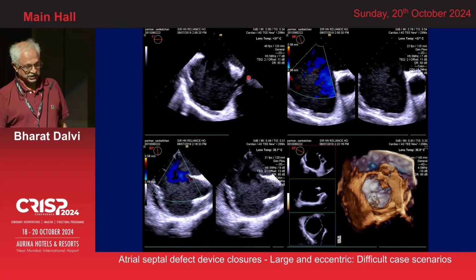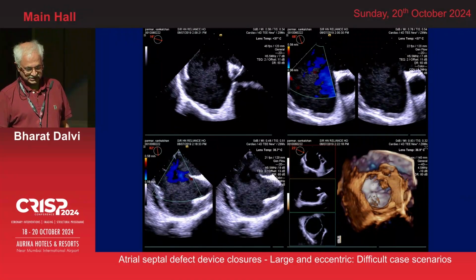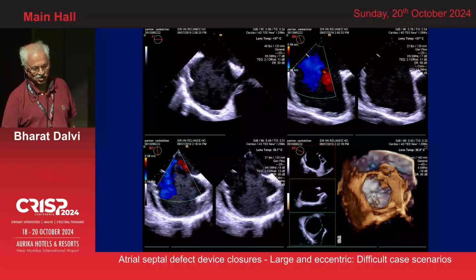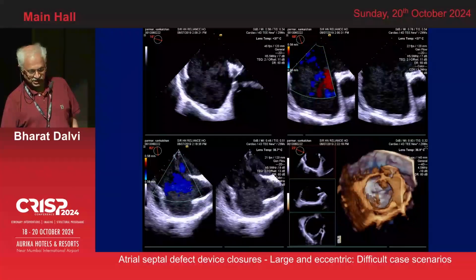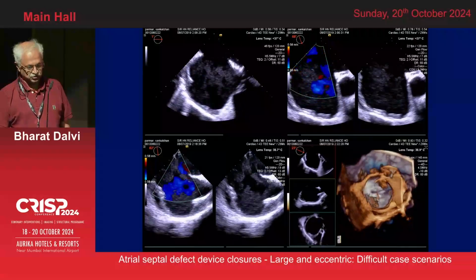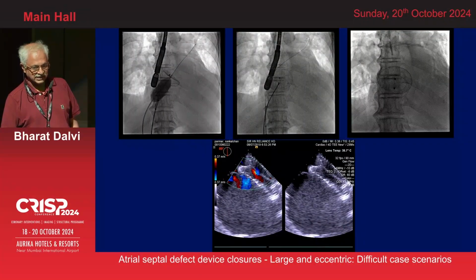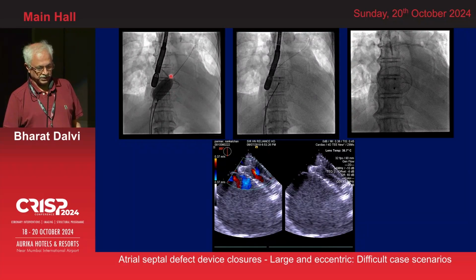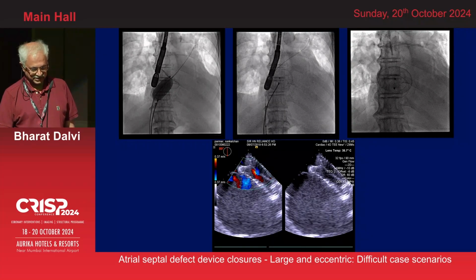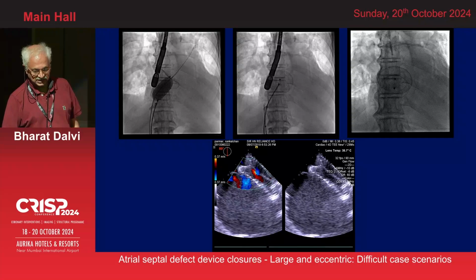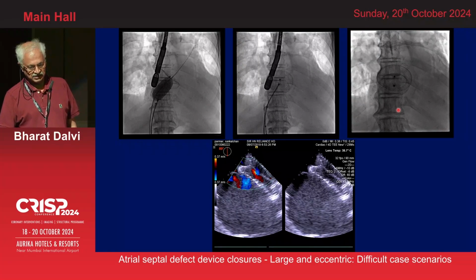So this is one of those cases where there was a huge ASD measuring around 38 or 39 millimeters, and you can see that the surrounding rims are quite deficient, and even on 3D, just a sliver of tissue all around the defect. So we used the balloon-assisted technique, as has been shown here, where we keep the balloon across the defect, open up the LA disc, then the waist and the RA disc, and once you are happy, then you deflate the balloon, and you can see that the device forms itself so very well, and then you can release the device.